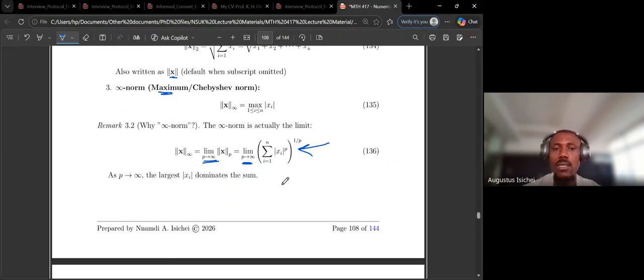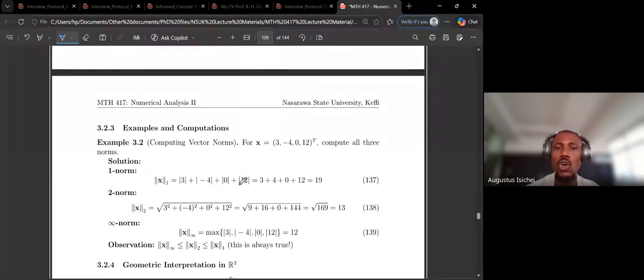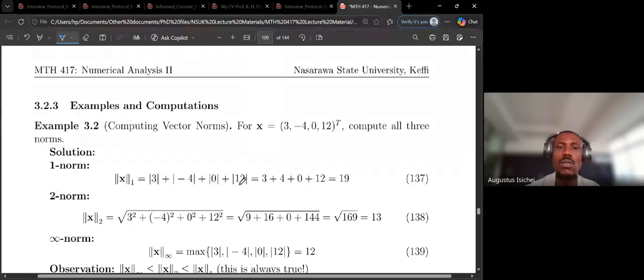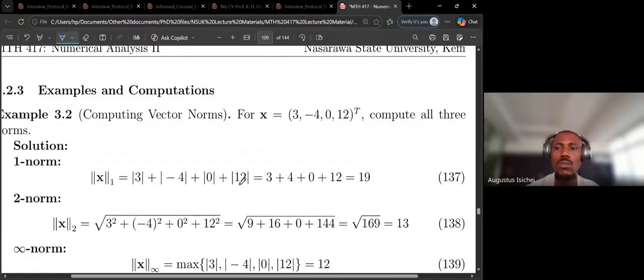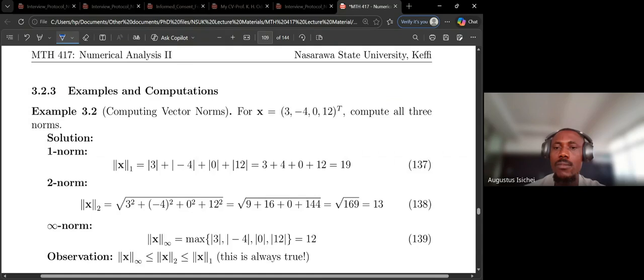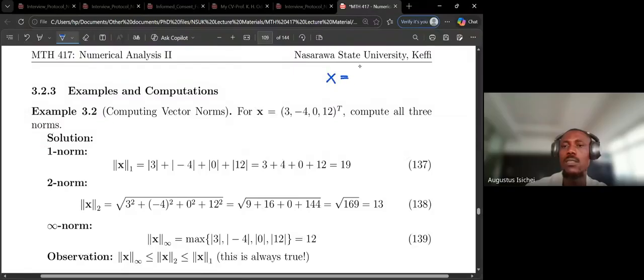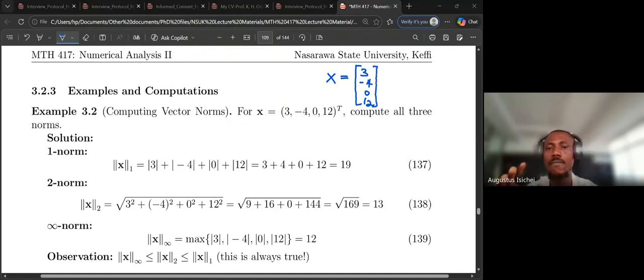All right. Let's move forward. Let's look at an example. Examples and computations. Example 3.2. This example says for x equals the column vector 3, minus 4, 0, and 12. This x can also be written as 3, minus 4, 0, 12. So this is x written as a column vector.